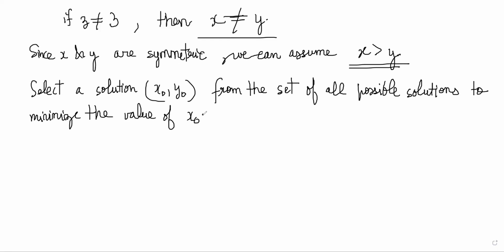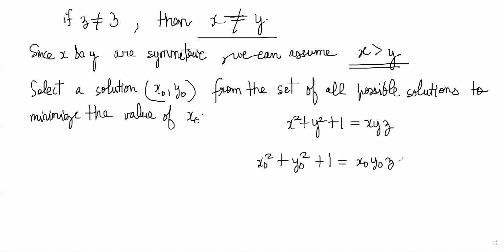So we are saying out of all the positive integer solutions of the equation, we are selecting a particular solution (x0, y0), which minimizes the value of x0. So now putting that in the original equation, x² + y² + 1 = xyz, we get x0² + y0² + 1 = x0 y0 z, and we'll rewrite it like this.